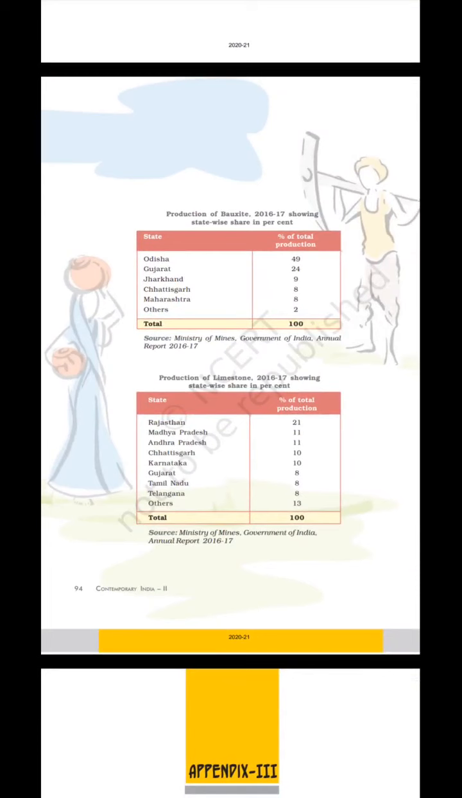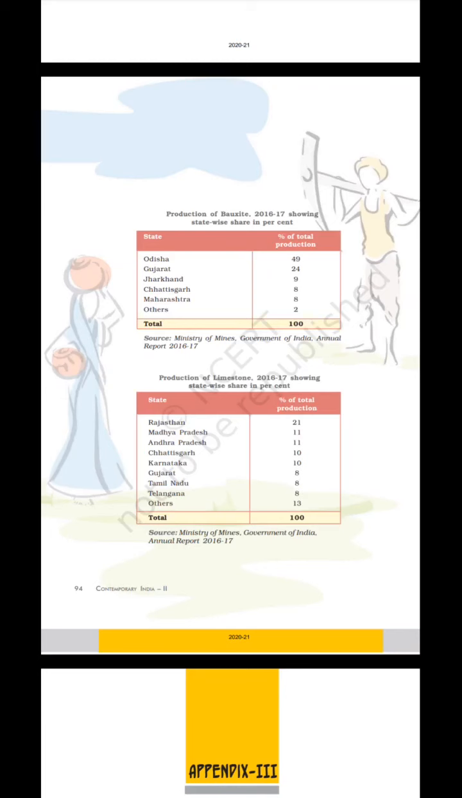Production of bauxite 2016-17 showing state-wise share in percent. Odisha 49%, Gujarat 24, Jharkhand 9, Chhattisgarh 8, Maharashtra 8, others 2. Total 100%. Source: Ministry of Mines, Government of India, Annual Report 2016-17.